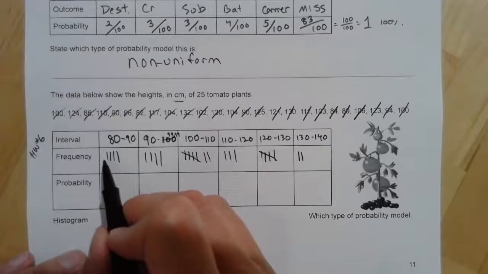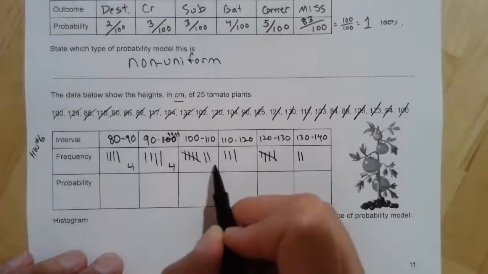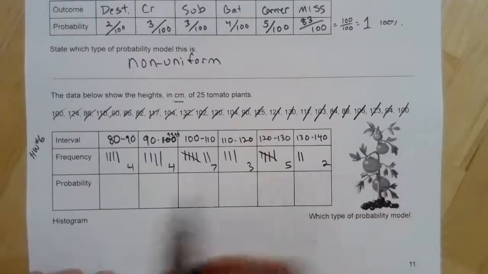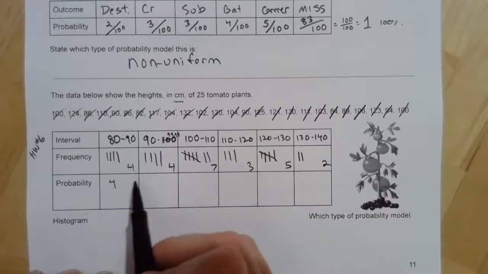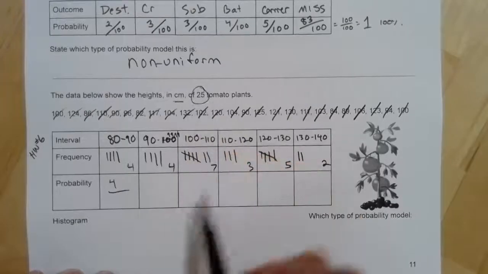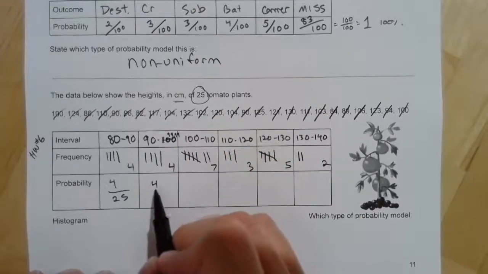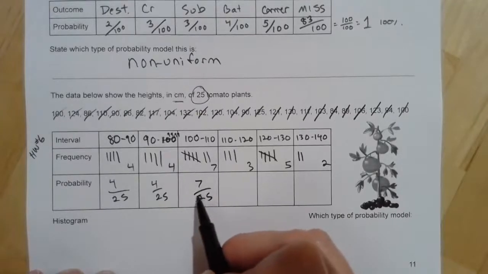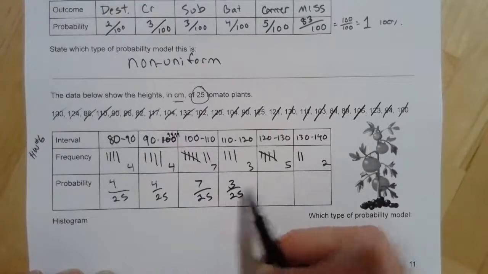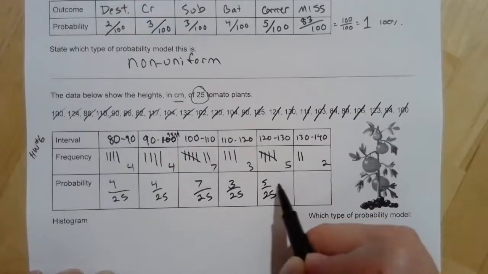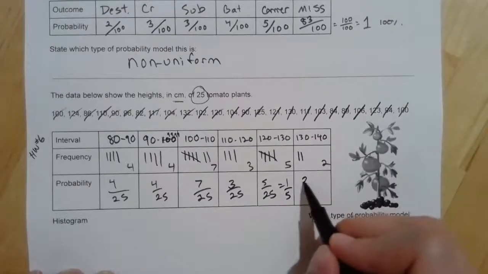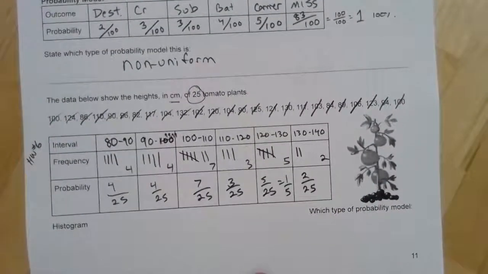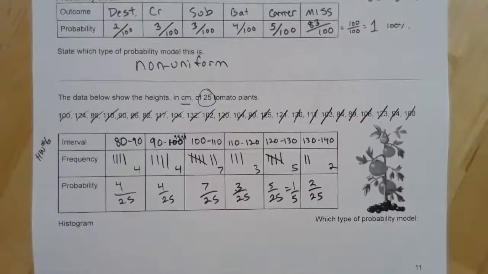All right, so you can see our frequencies here. I'm actually going to write the numerals now. And then the probability is the frequency over the total number of plants. So we're going to have 4 over 25 for these, 7 over 25, 3 25ths, 5 25ths, which also reduces to 1/5, and 2/25. Okay? So this is our probability distribution.